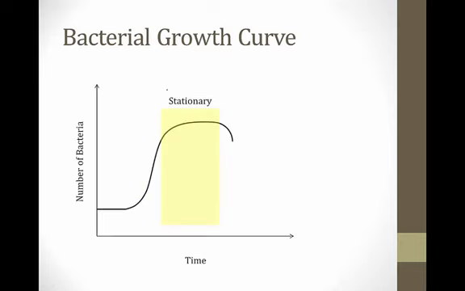The next phase is called the stationary phase, and what's happening here is that bacteria are continuing to grow, but they are also starting to die because there aren't enough nutrients left for them to grow as much as they grew in the log phase here. So you've got amount of death equal to amount of growth, and thus you get a flat portion of the curve where the total number of bacteria do not increase.